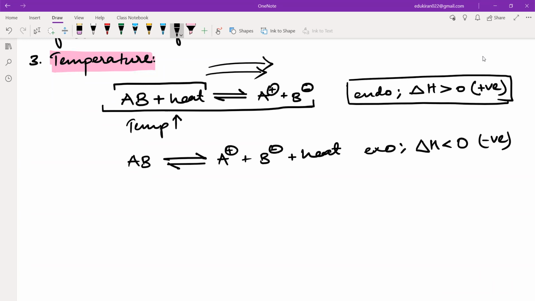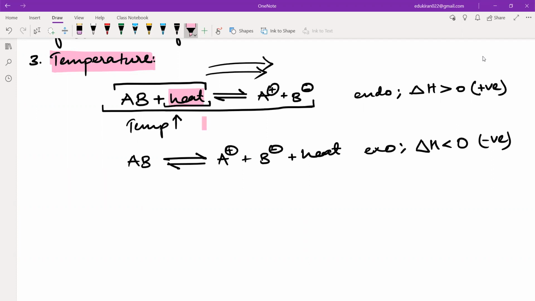I said that when I'm increasing the temperature, I'm increasing heat, right? Can you see it is a reactant here? So if I'm increasing the amount of reactant, more products will be formed, right? Yes, sir. Okay. So by increasing the temperature, what is happening? Solubility is also increasing, because it is getting more and more dissociated in the forward direction. So solubility increases in the endothermic case if I increase the temperature.